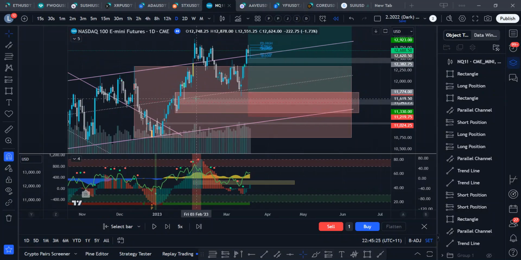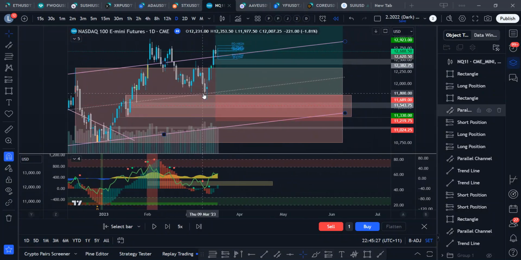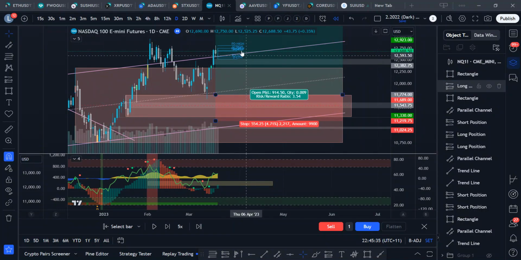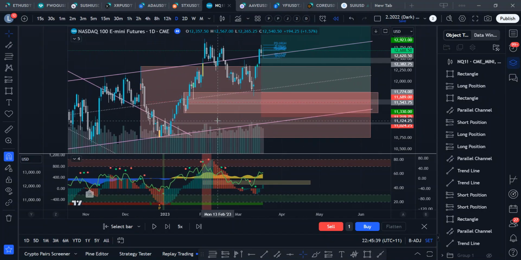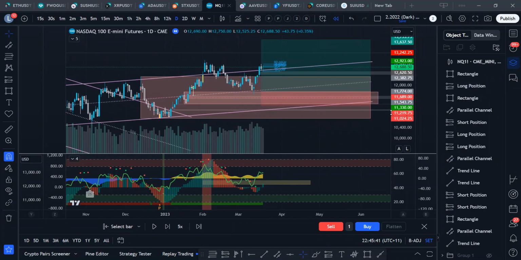Okay, so we got entered here. Perfect. If we came down to here, it never touched our midpoint properly, but it did touch the top of this, so our entry did get triggered. We're now already a good amount up. Our stop didn't get even close to being hit, which is fantastic. Now let's see where we're targeting.